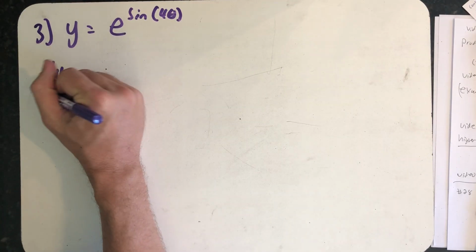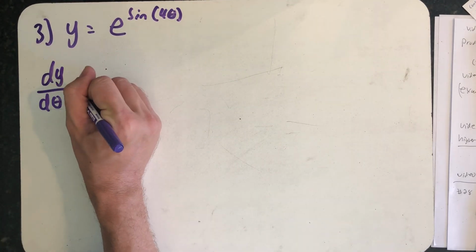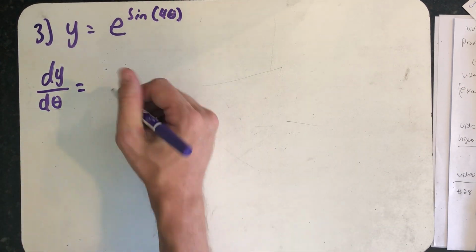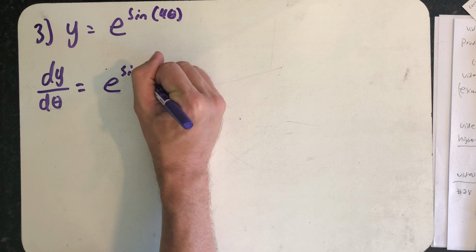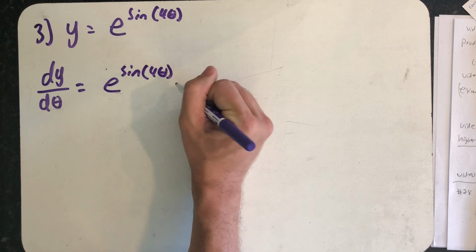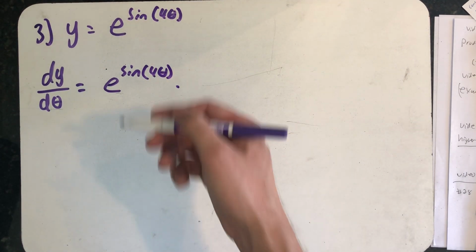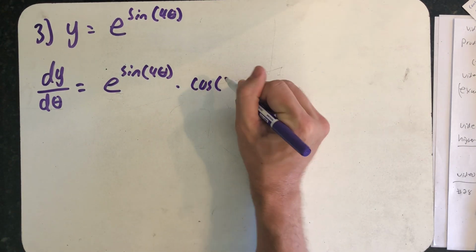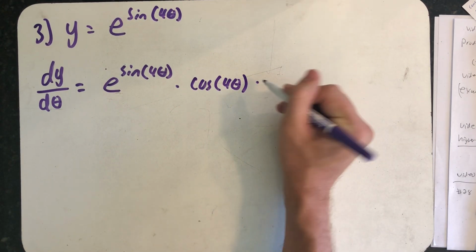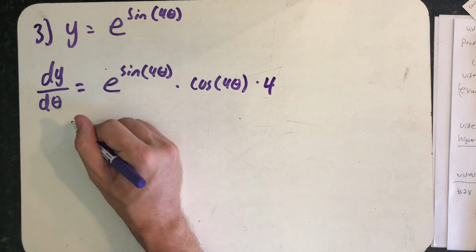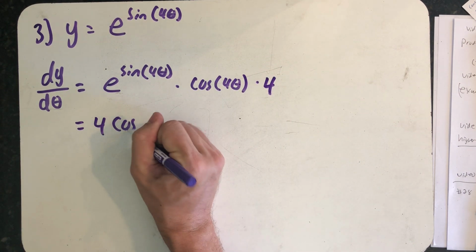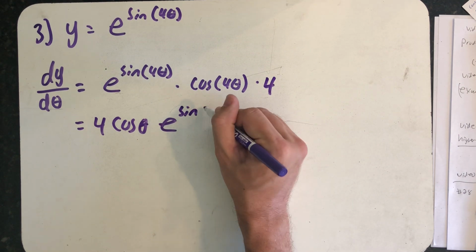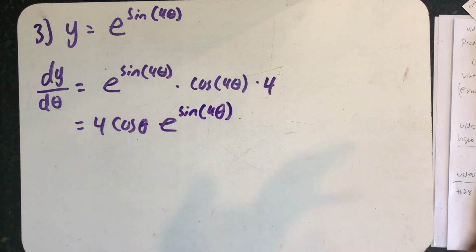Oh, let's see, this would be a dy d theta if I take a derivative. So I have to take the derivative of e raised to something is e raised to that something, times the derivative of what was in the exponent. The derivative of sine is cosine of 4 theta times the derivative of its inside function. All right, writing my final answer in just a nicer way, and I'm done.